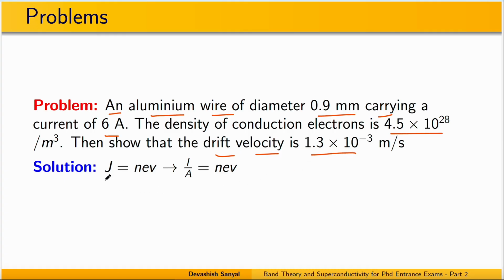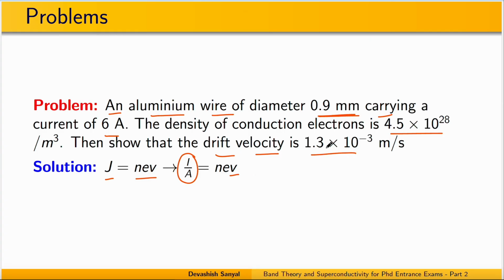We know that current density J is equal to nev. Here n is the density, e is the electronic charge, and v is the drift velocity. J can be written as I by area, where the area is the cross-section area with diameter 0.9 millimeter. So you just have to do the calculation. I by A is equal to nev, so from here you will get v.